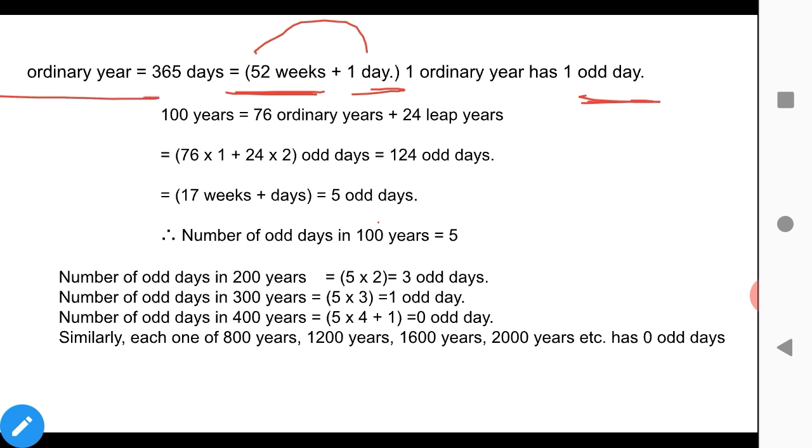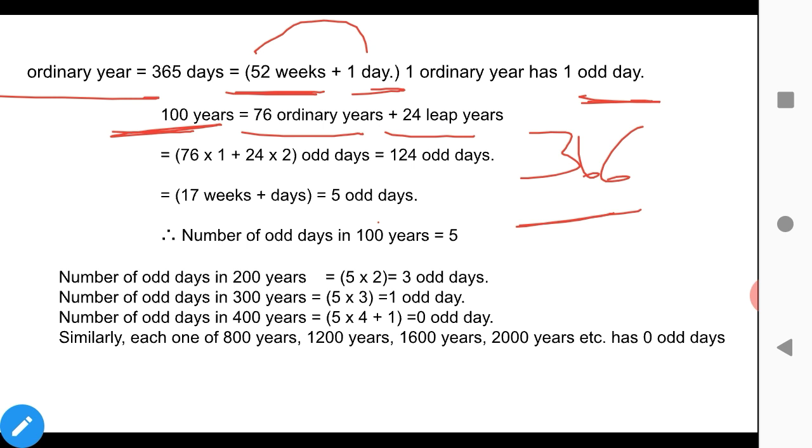For a leap year we have 366 days. So 366 days means we are getting 1 more extra odd day than the normal year. Since a leap year has 2 odd days, a normal year has 1 odd day. The leap year has 1 more extra odd day than the normal year. So for 100 years, we have 76 ordinary years plus 24 leap years. And simply, for the 100 years we have 24 extra odd days, 24 for the 24 leap years.